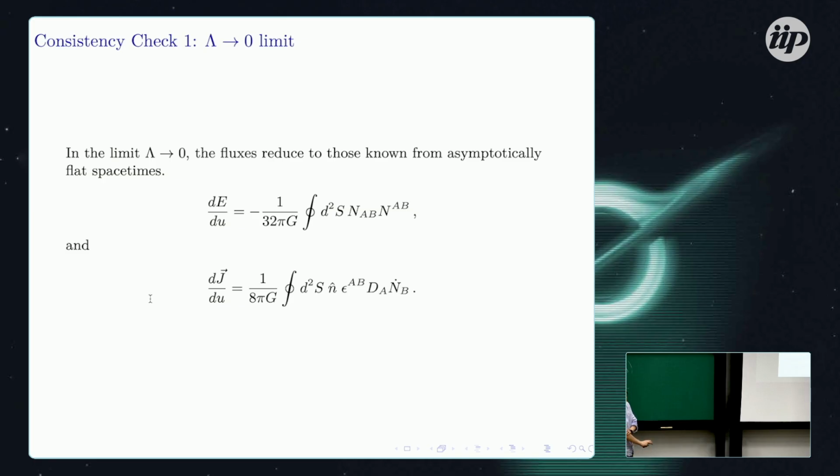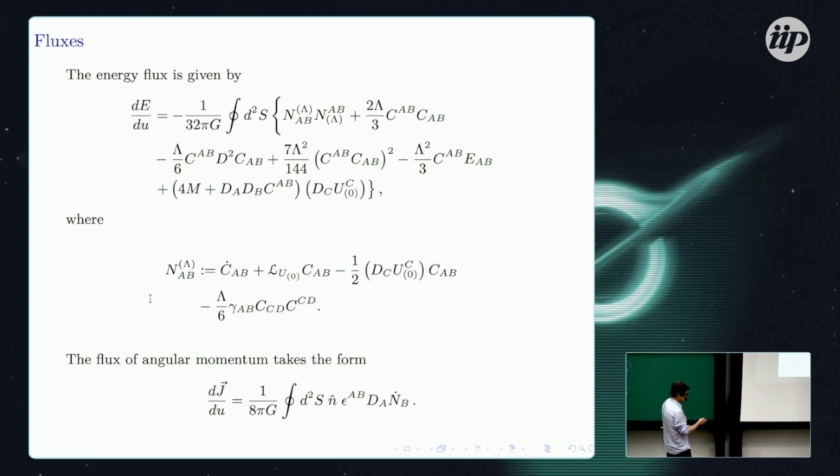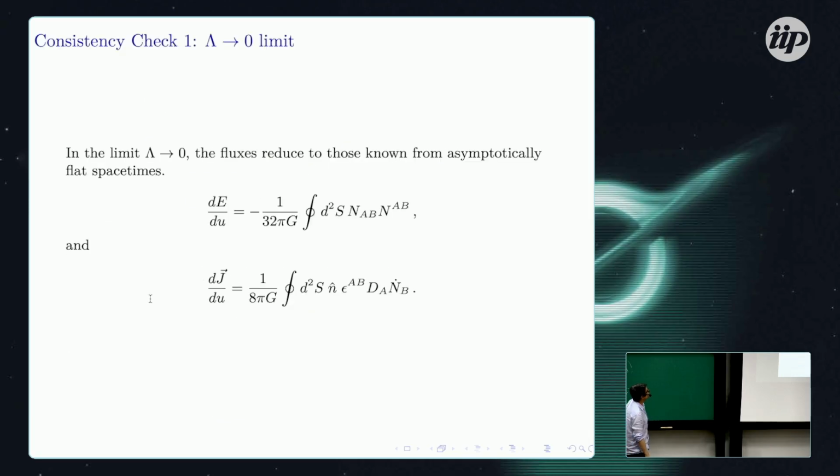So let's perform some consistency checks. The first one is, let's take the lambda going to zero limit. If we do that, we can see that most of these terms vanish, all of this vanishes, and only the first one survives. And this is precisely the definition of the Bondi-induced tensor. So immediately we recover the Bondi energy loss formula, and the same for the angular momentum. So this works well at least, and the limit is smooth, as I said before.